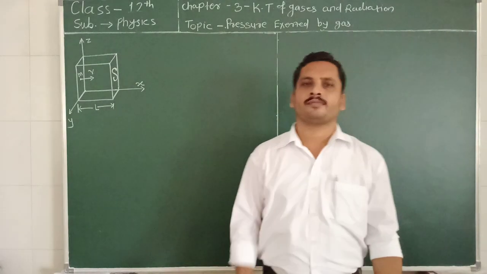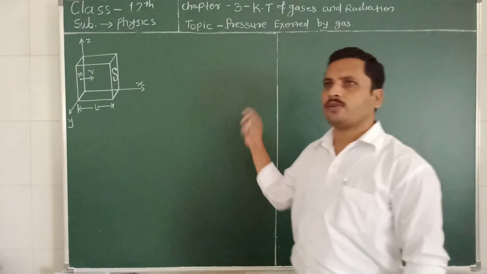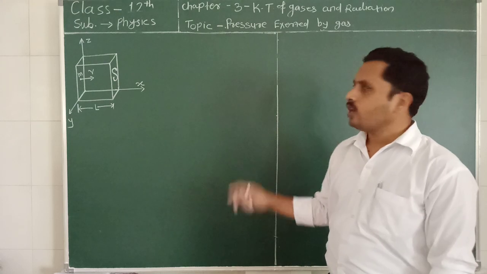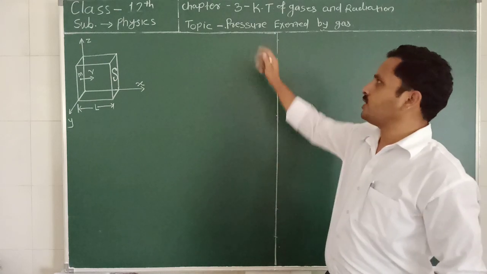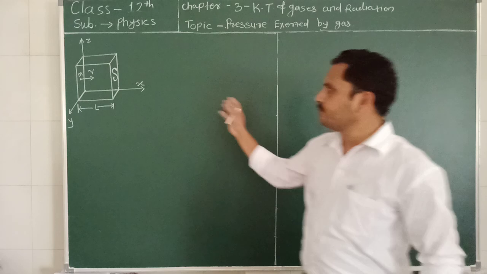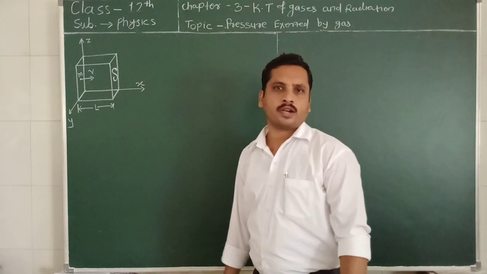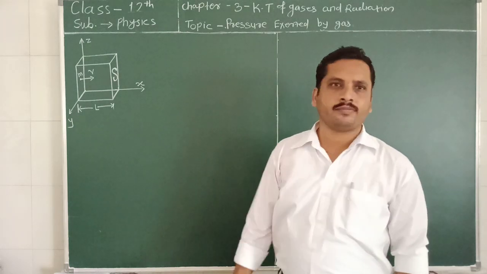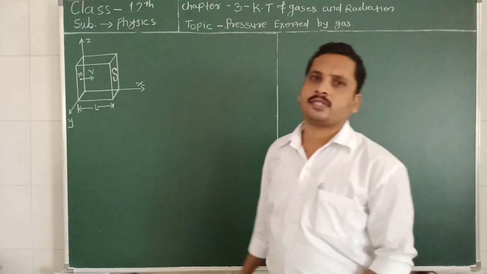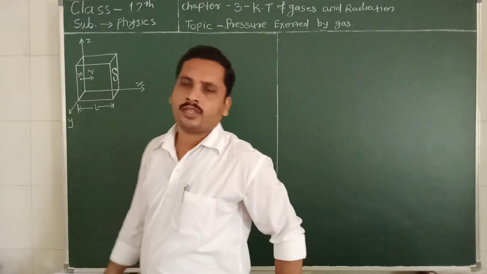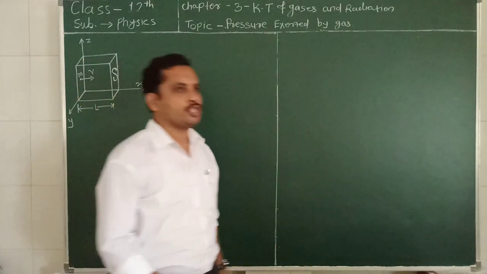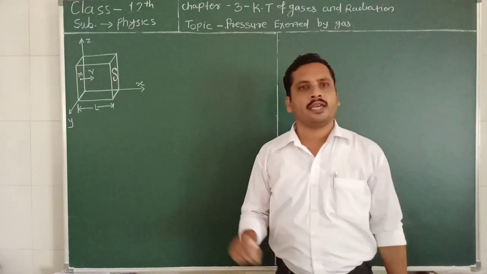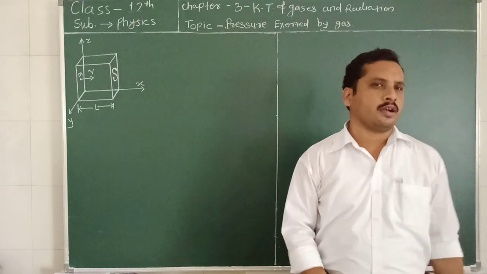Good morning, students. In the last lecture, we discussed the ideal gas, real gas, and mean free path. Now we are going to derive a relation for the pressure exerted by the gas on the wall of the container. We know that when a gas is closed in a container, the molecules of the gas move randomly within the container, and during this motion they collide with other molecules and also collide with the wall of the container.